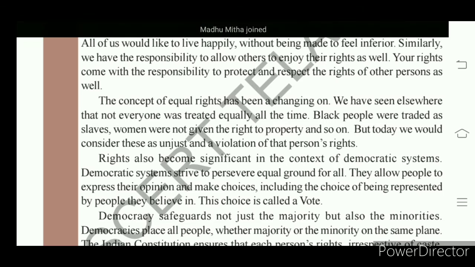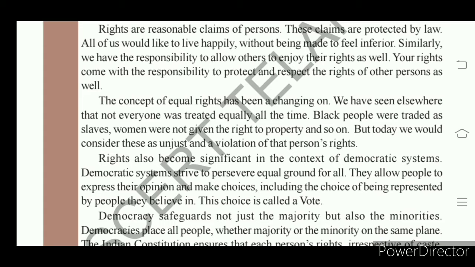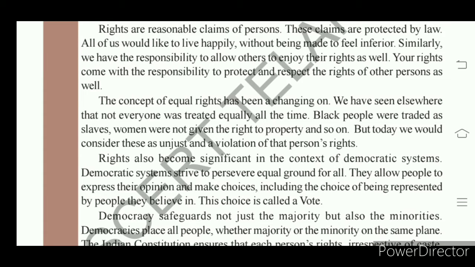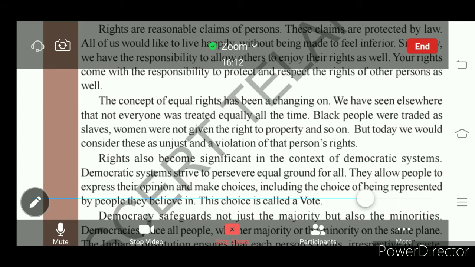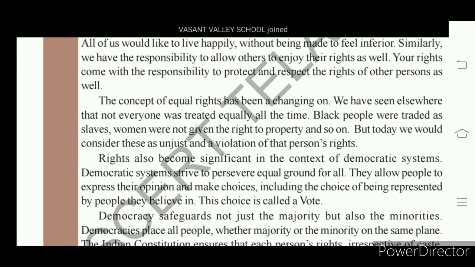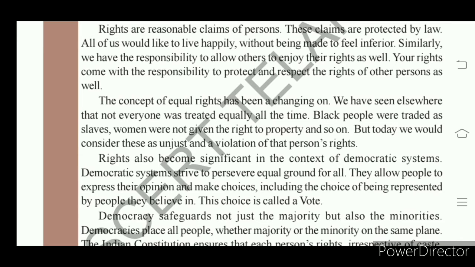Not everyone was treated equally all the time in society. Black people were traded as slaves. This we will see in colonialism in Latin America, Africa, and Asia. There, European people seized black people in Africa and transported them to America and Asia. There, they used black people as slaves, workers in the industries. That is the slave trade.